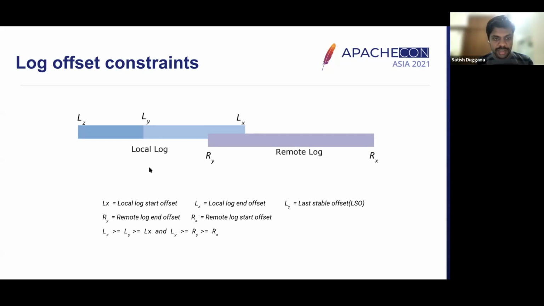The one main constraint here is that RY should always be less than or equal to LY, which is the last stable offset. There can be some common segments which are in the local log as well as the remote log.